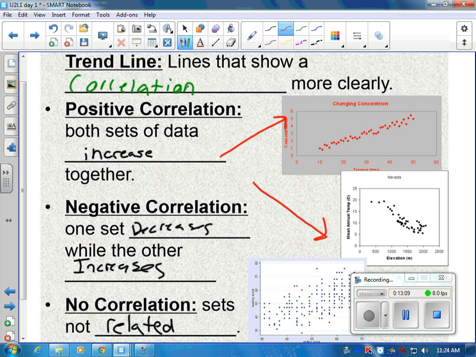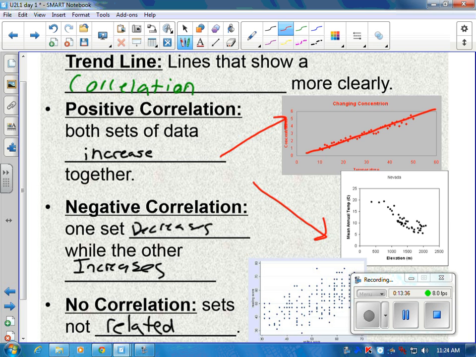No correlation, I'm going to have all these points scattered all over my graph. They're not related. There's no trend line. If I draw that trend line, there are points all over the place. And when I draw that trend line, I just want to put it right down the middle of my points. So I'm not trying to hit every point. You don't have to hit any points on your graph. You want to pick the middle, and we just want to draw a straight line through the middle of those points.